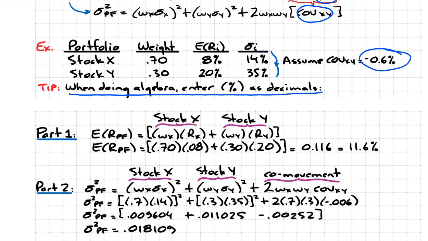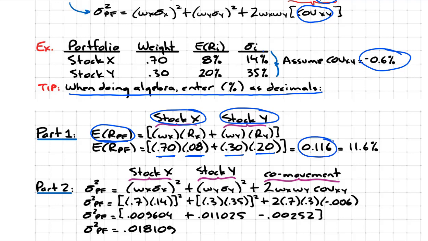So here it is. Part 1, what is the expected return of the portfolio? Well, the portfolio is really just a basket that contains 2 stocks. We just need to know the weight in each and the return of each stock. So 70% invested in stock X, 8% return, and stock Y, 30% exposure with 20% return. So therefore, the portfolio return would be 0.116. And then since we have the final answer, then we can convert it back to percent. So that works out to 11.6%.